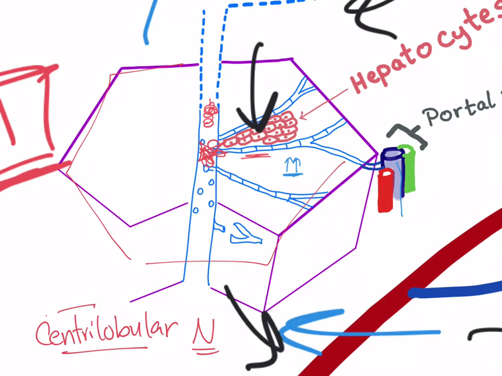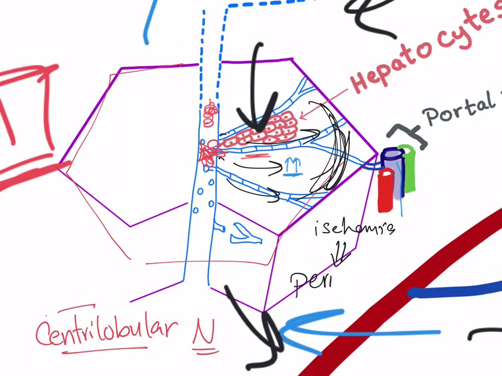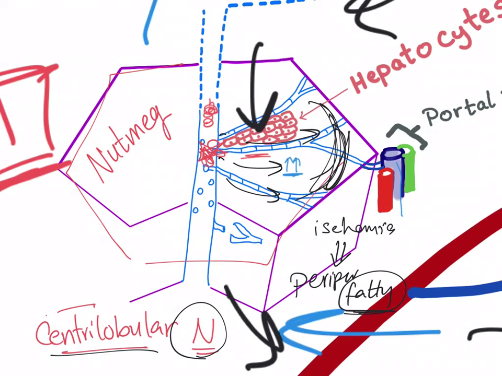What about the periphery? Here in the periphery, the increased pressure goes from the center to the periphery, and it will compress. This compression will lead to ischemia, and this ischemia will lead to peripheral fatty change. So in the center we have necrosis, in the periphery we have fatty change. When the disease advances, we will end up with nutmeg liver. The liver will look like a nutmeg.